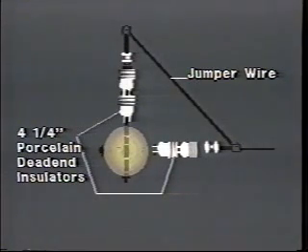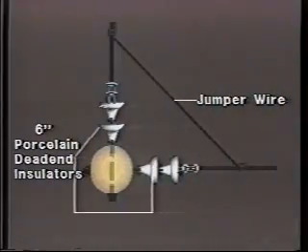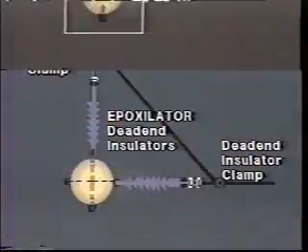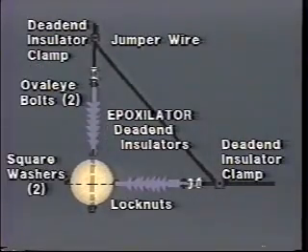The dead-end insulators used can be either two 4 1/4 inch diameter porcelain dead-end insulators per leg, or two 6-inch diameter porcelain dead-end insulators per leg, or one epoxylator dead-end insulator per leg. In all three cases, a dead-end insulator clamp would be used on the hot end of the insulator assembly, and the insulators fastened to the pole with oval eye bolts, square washers, and lock nuts.